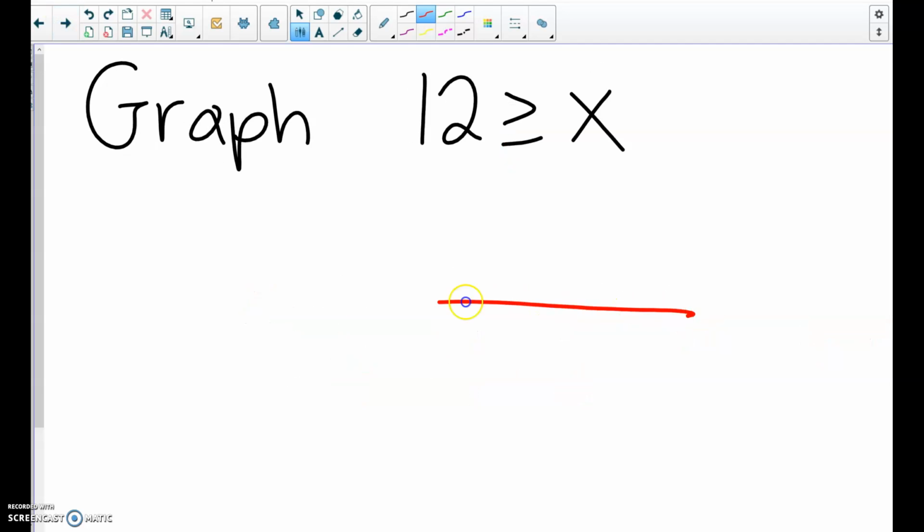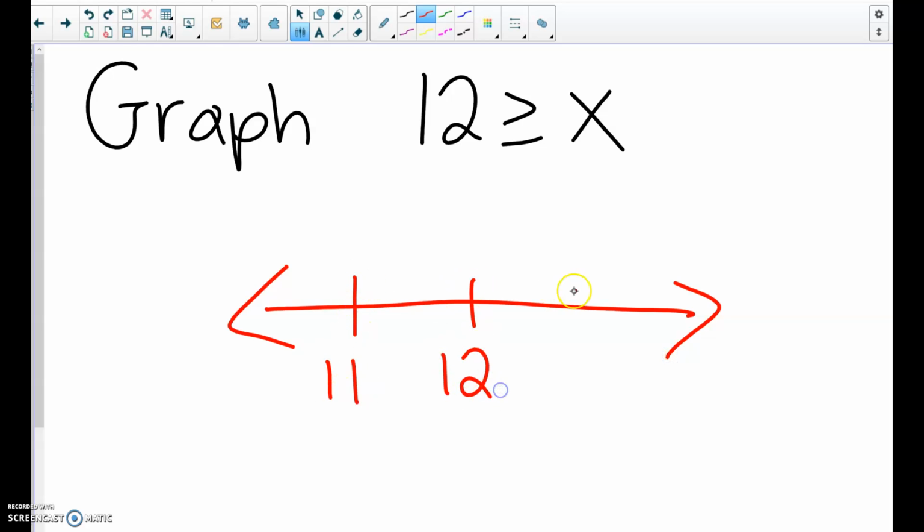Same thing here. I have 12 is greater than or equal to x. So I'm going to do one less than 12, 12, and one greater than 12. Same thing, I have an equal to sign there, so my circle is going to get filled in. It says 12 is greater than or equal to x, which means x has to be a number smaller than 12, numbers like 11, 10, 9, 8, 7, all those numbers that are to the left of 12 on a number line.